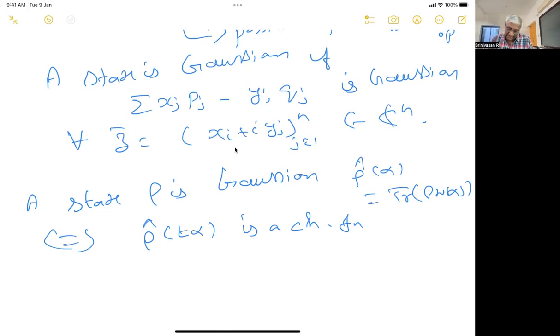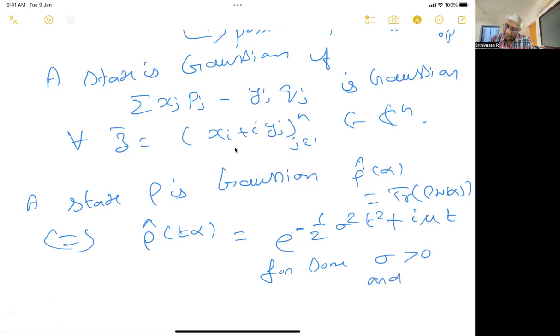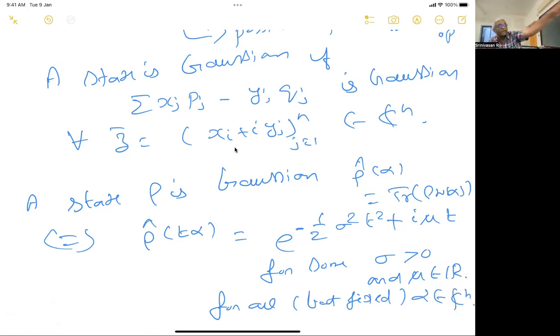Let me just write directly the definition. Rho hat of t alpha is equal to e power minus half sigma square t square plus i times mu t, for some sigma greater than 0 and mu in the real line. Whatever I have written is the characteristic function of a normal distribution with variance sigma and mean mu. This is for fixed alpha in Cn, for all alpha in Cn, and for all t.